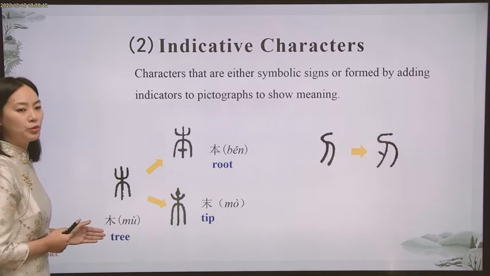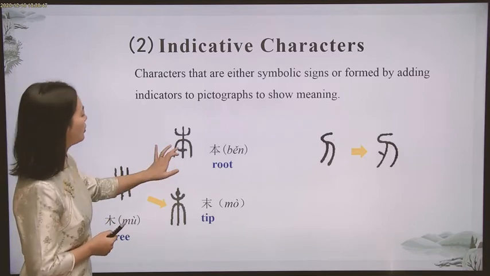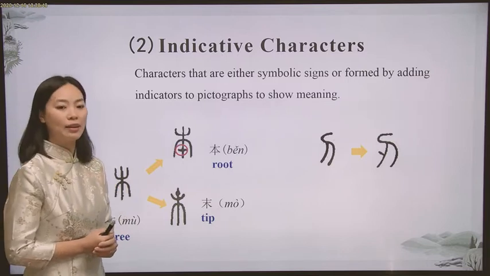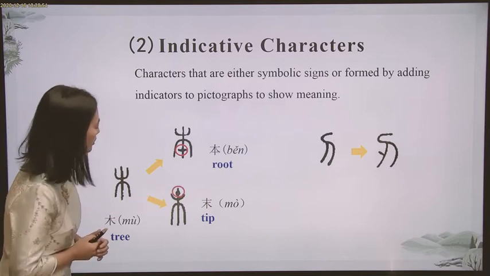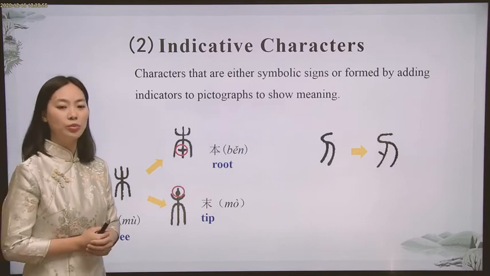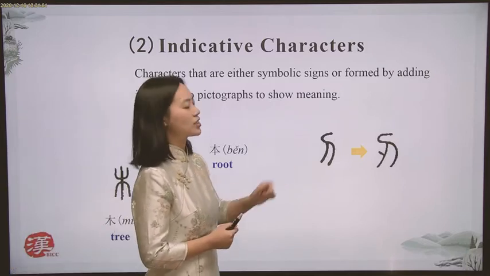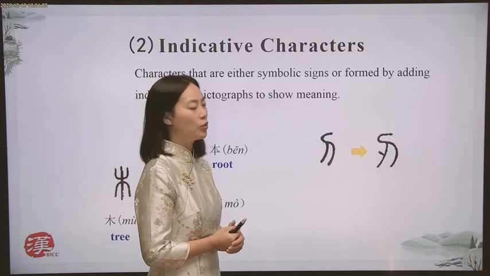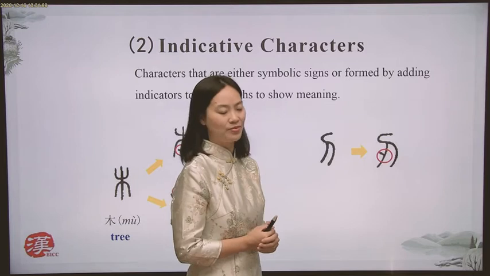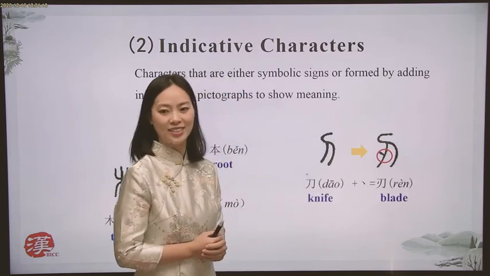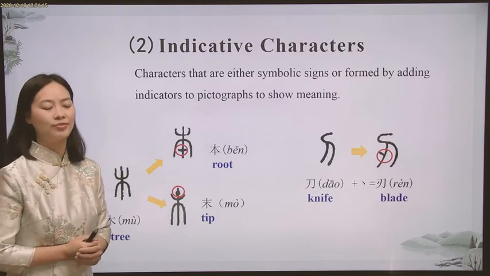This is 木, which means tree. If we put a mark under the wood, it becomes 本, which means root. If we put a mark here, it becomes 末, which means tip. This is the character for knife, 刀. If we put a mark here, what does it mean? It means blade. These two characters are indicative characters.